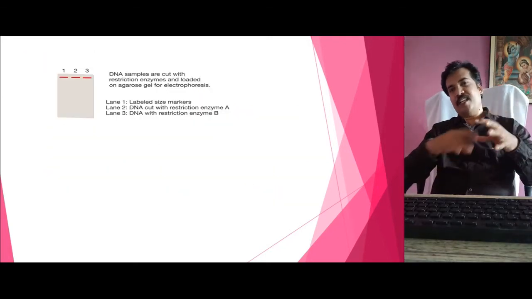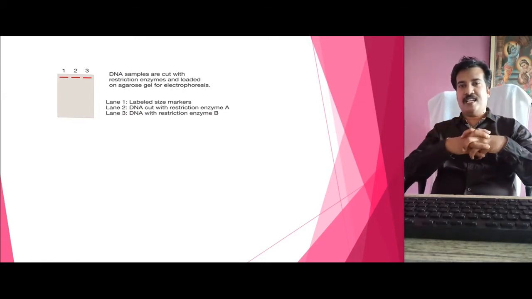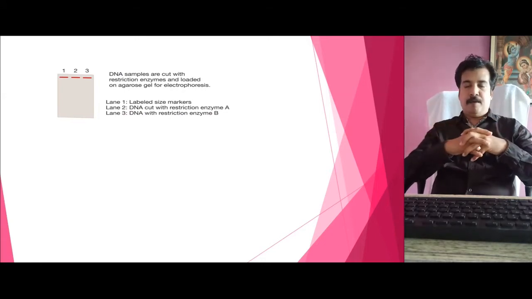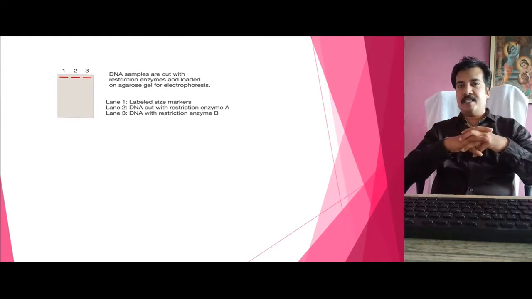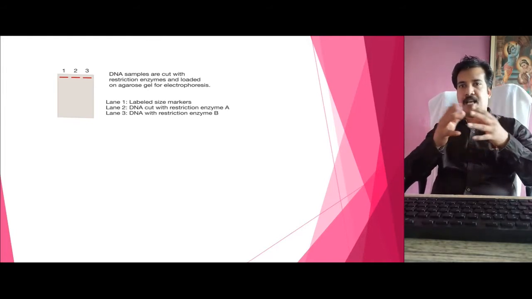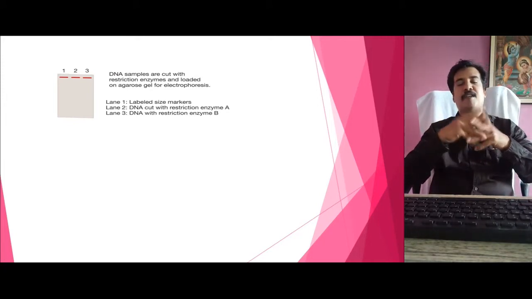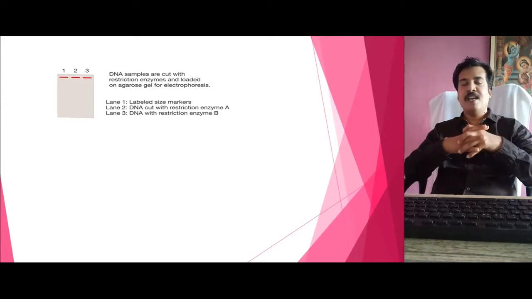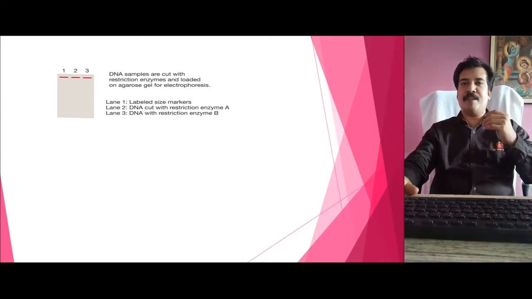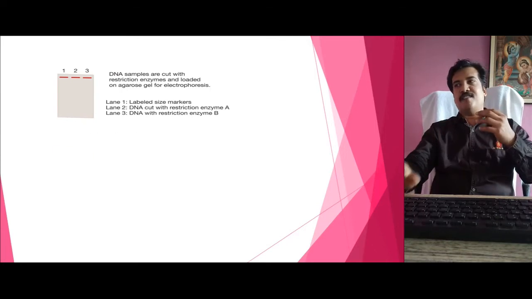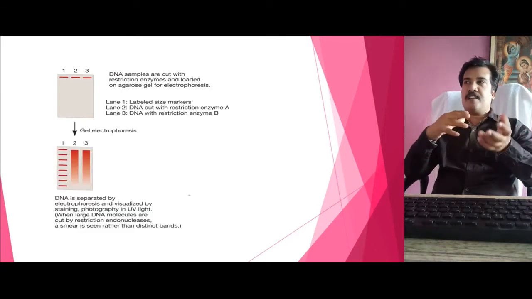So this I have illustrated with a diagram, as you can see in the PowerPoint. The first picture represents a DNA sample that has been cut with a restriction enzyme. We use different types of restriction enzymes. In this we have put 3 lanes, that is 1, 2 and 3. Lane 1 is the marker DNA and lanes 2 and 3 have been restricted with different restriction enzymes, consider enzyme A and B. After this, we run the gel electrophoresis.